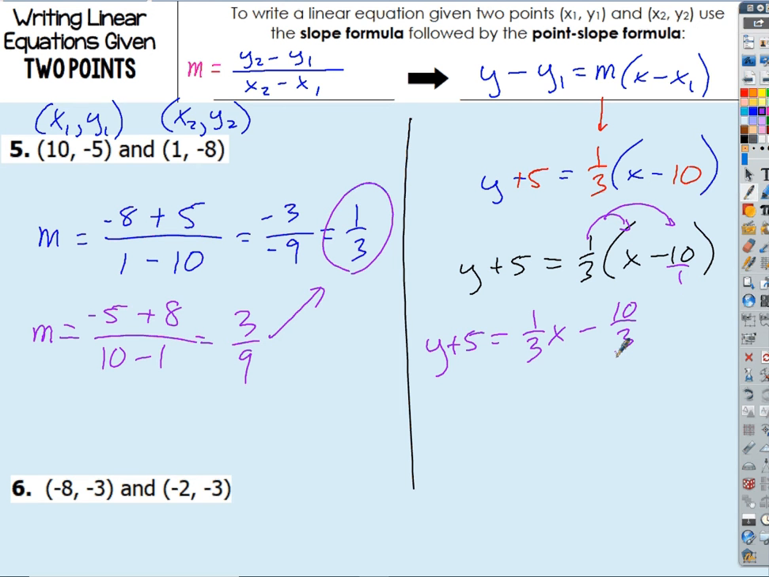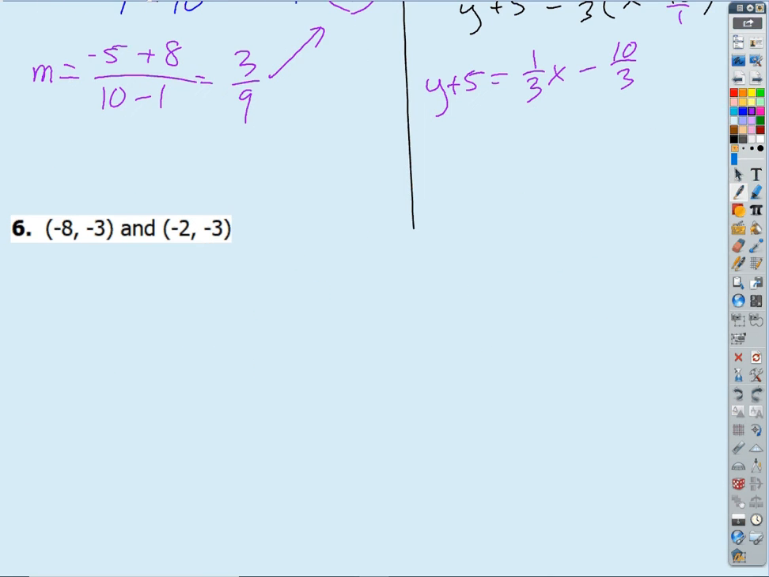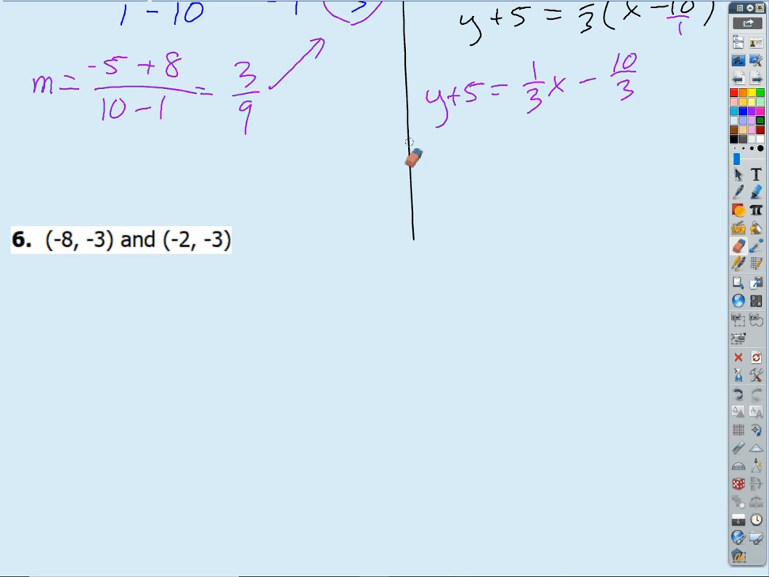Last thing to do is what? Add 5, or minus 5. Subtract 5. Okay, so there's the part we want to focus on, right? So let's focus on that last part there. We're going to subtract 5, and then we get y by itself. On this side, we get our 1/3 x, but what about this stuff? We've got a minus 10/3 minus 5/1.